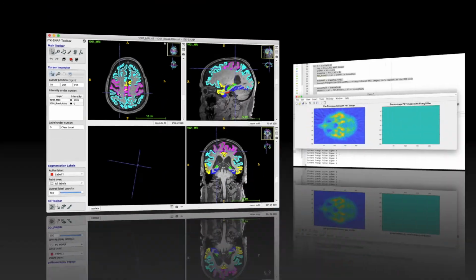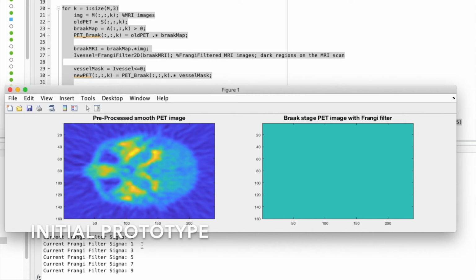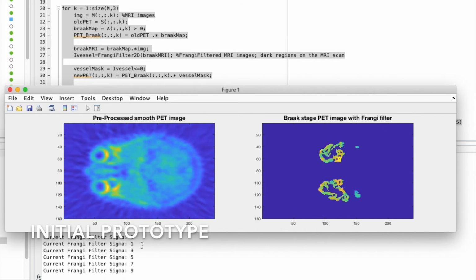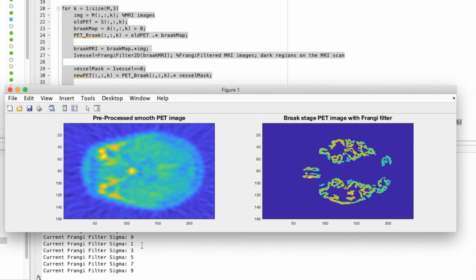So here is one of our initial prototypes that removes some of the non-significant PET signals. The image on the left is the pre-processed PET image, and the image on the right is the post-processed PET image. So in total, there are about three types of off-target bindings: stochastic noise, unpredictable off-target binding, and predictable off-target binding.